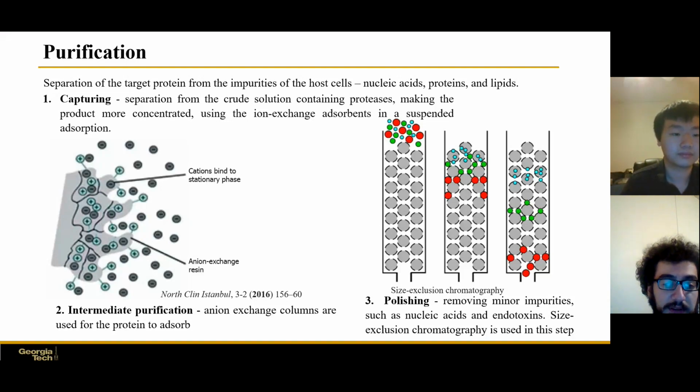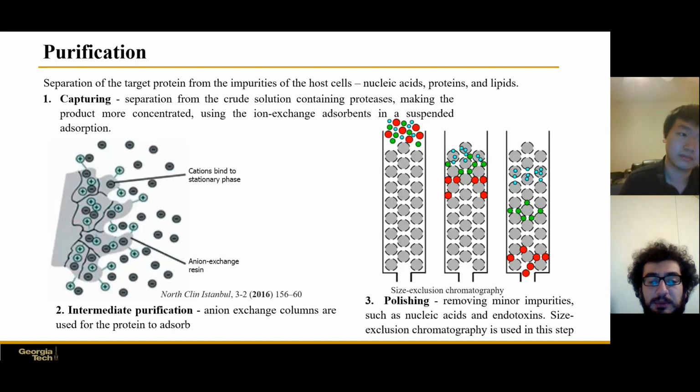And in the intermediate purification step, different techniques can be applied based on the resolution and the recovery level, such as hydrophobic interactions and ionic exchangers. And we decided to use anion exchange columns for the adsorption of proteins in this step.